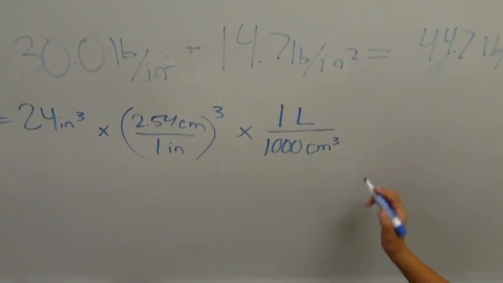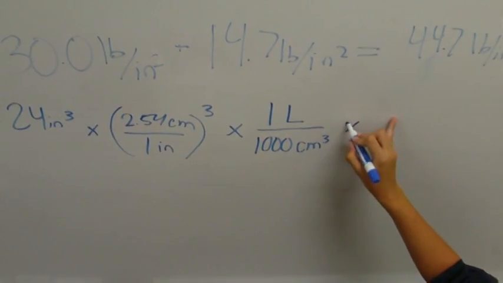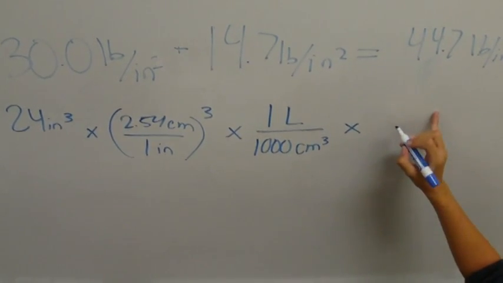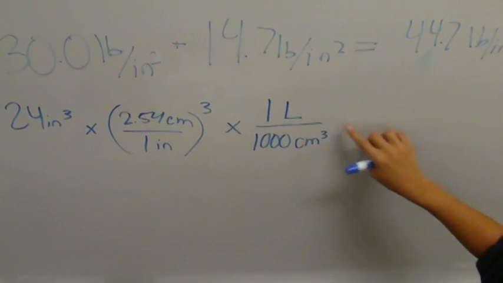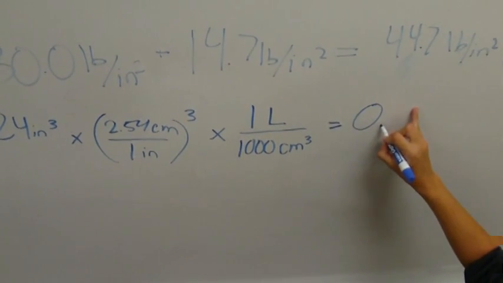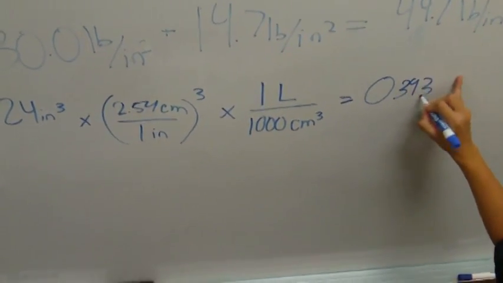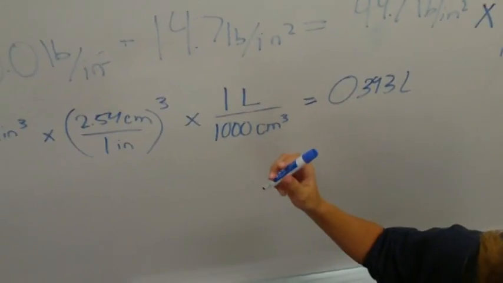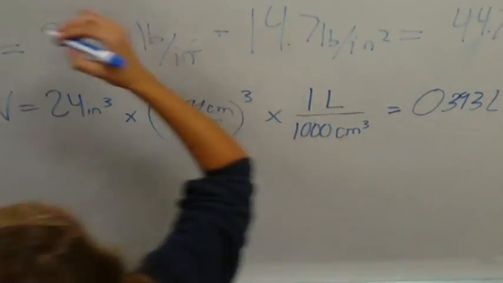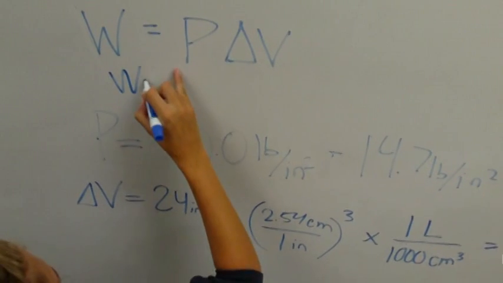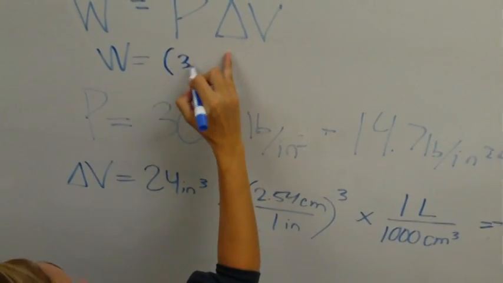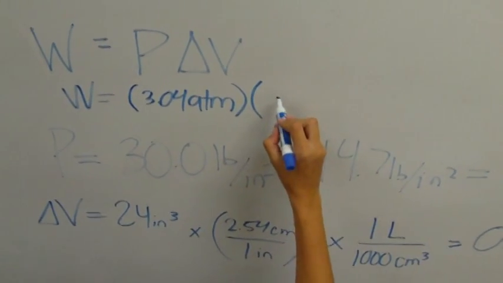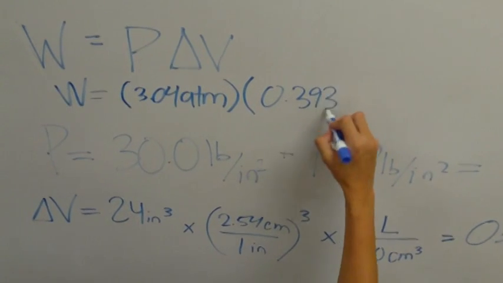And if you bring that all through, our change in volume ends up being 0.393 liters. So now we have both our change in volume and our pressure. So we're going to plug them in here to our problem. So our work is equal to 3.04 atm times 0.393 liters.